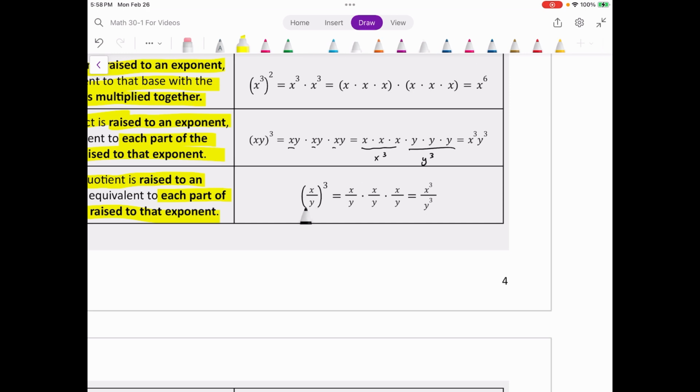If we have x over y cubed, what's that saying? It's saying x over y times itself 3 times. So that's x over y times x over y times x over y. When we multiply fractions like this, x times x times x, that's x to the power of 3, x cubed. Over, multiply the denominators, y times y times y, that's y to the power of 3, y cubed. So x over y cubed is the same as x cubed over y cubed.